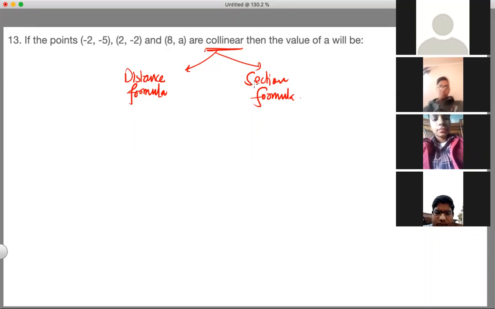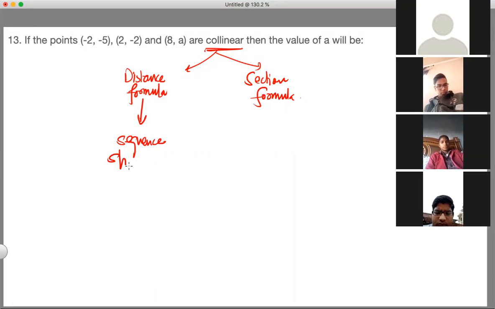ओके, तो ये दोनों मेथड है, ठीक है. और ये दोनों जो मेथड्स हैं हम दोनों यूज कर सकते हैं, लेकिन एक चीज है, डिस्टेंस फॉर्मूला में हमें सीक्वेंस पता होनी चाहिए. Sequence need not be known.